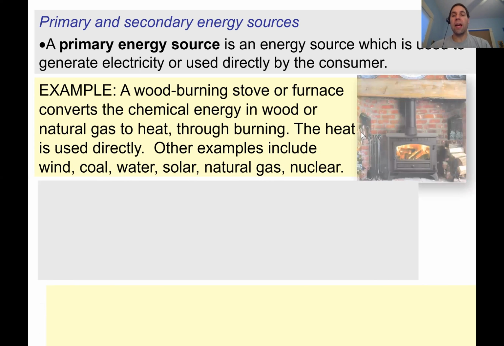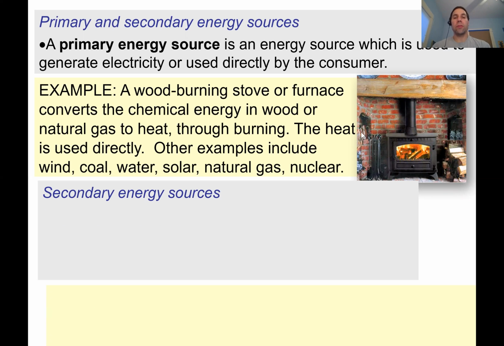So examples of that, if you look here, there's a wood burning stove or a furnace. What does it do? It converts the chemical energy in wood or natural gas to heat your home, okay, or cook your food. And it does that by burning. Other examples of primary energy sources are the things you see there. They're the things we typically talk about: wind energy, coal energy, water, hydroelectric is when we say water, solar energy, natural gas, and nuclear power, which we've been talking about.